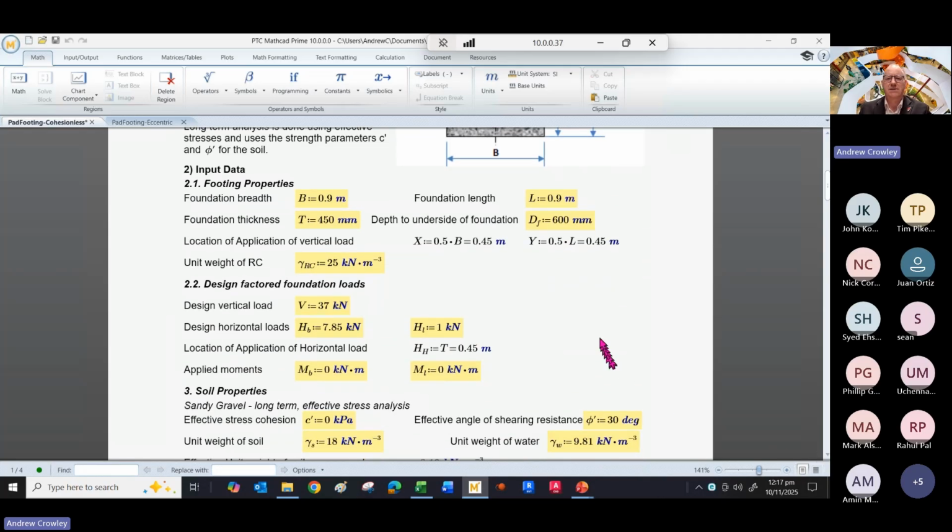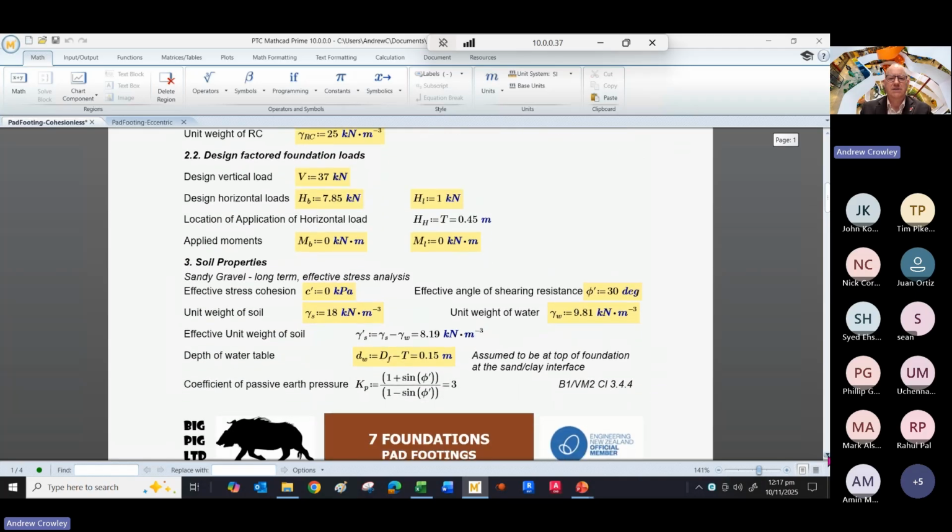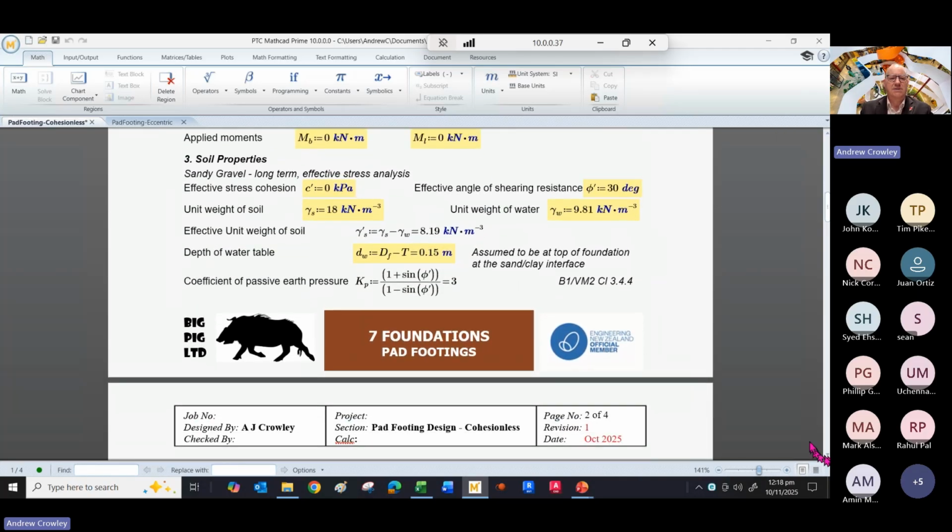So we begin by putting in our parameters for the footing. So its breadth, its thickness, its length, and the depth to the underside, and the unit weight of the concrete. Then we're putting our loading. So we've got vertical loading and we've got horizontal loading about each direction. And then we put in our soil parameters. So we're saying we're on sandy gravel. So we've got our effective stress cohesion as 0 and our effective angle of shearing resistance as 30. We've got our unit weight of soil, gamma S, as 18, but we have an effective weight of soil potentially as 8.1, depending on where your water table is.